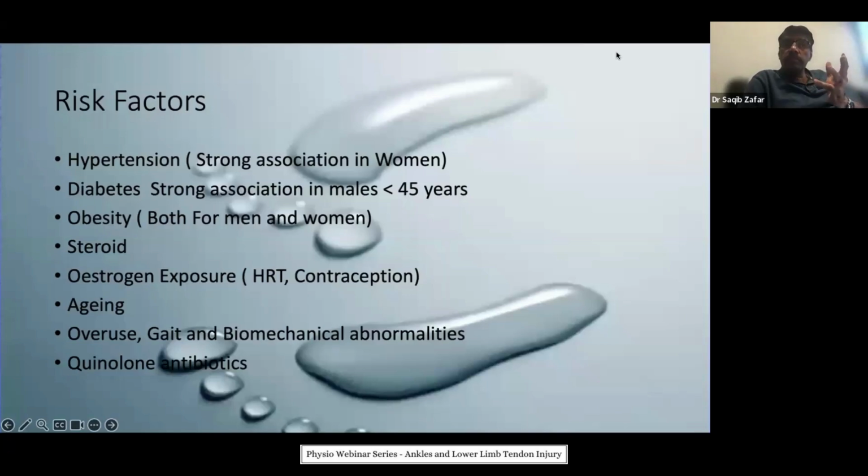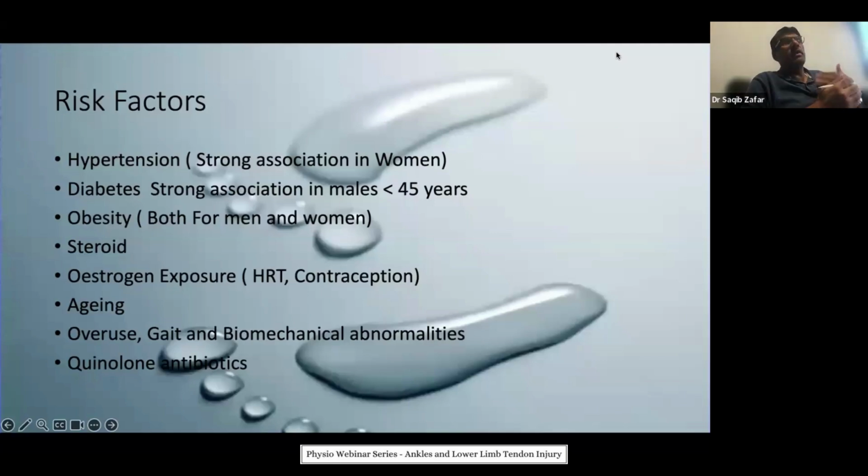And then the diabetes is strongly associated, particularly in younger males, like less than 45 years of age. And this is because of the general effect of diabetes, because we call it a syndrome, it affects everything. It affects the connective tissues, it affects the neurological balance, it affects the quality of the muscle, it affects the coordination, and the combination of all these can result in tendinopathy. Obesity is a very strong risk factor for developing tendinopathy and plantar fasciitis, and they found in their study that this has got equal association both in men and women.